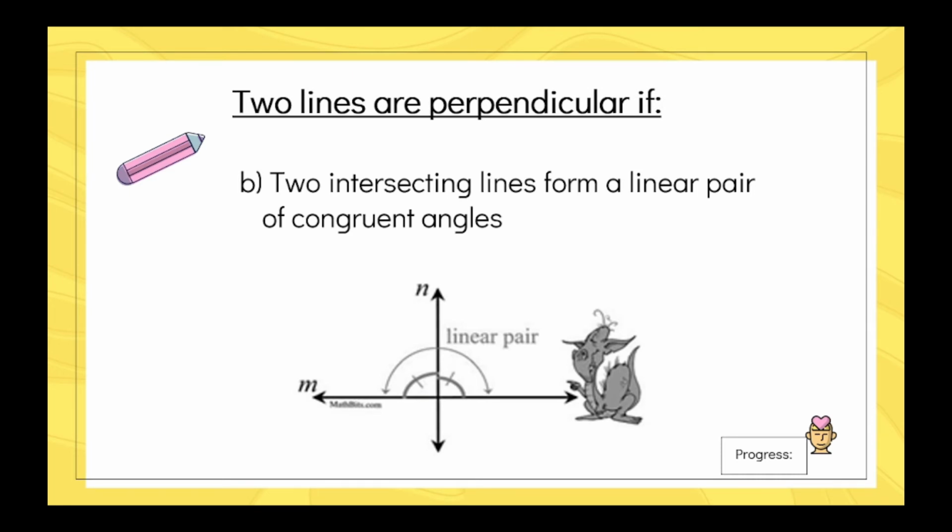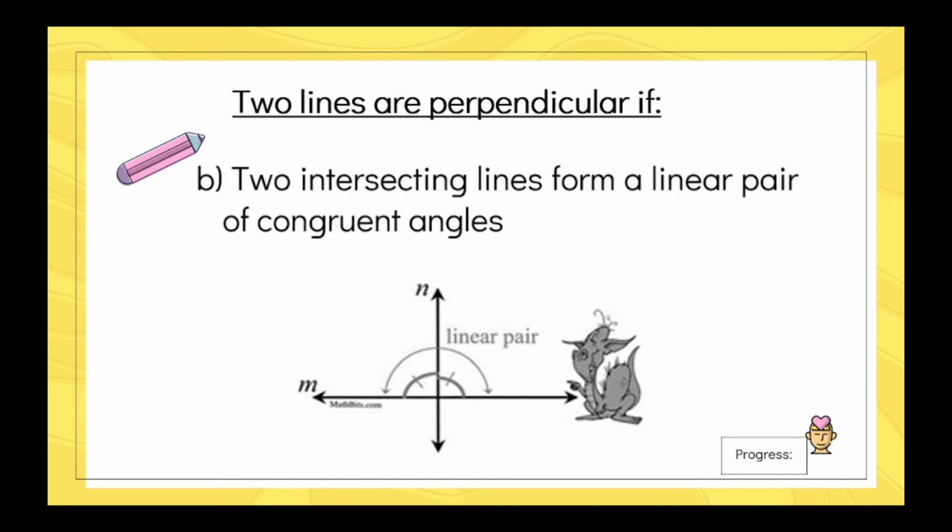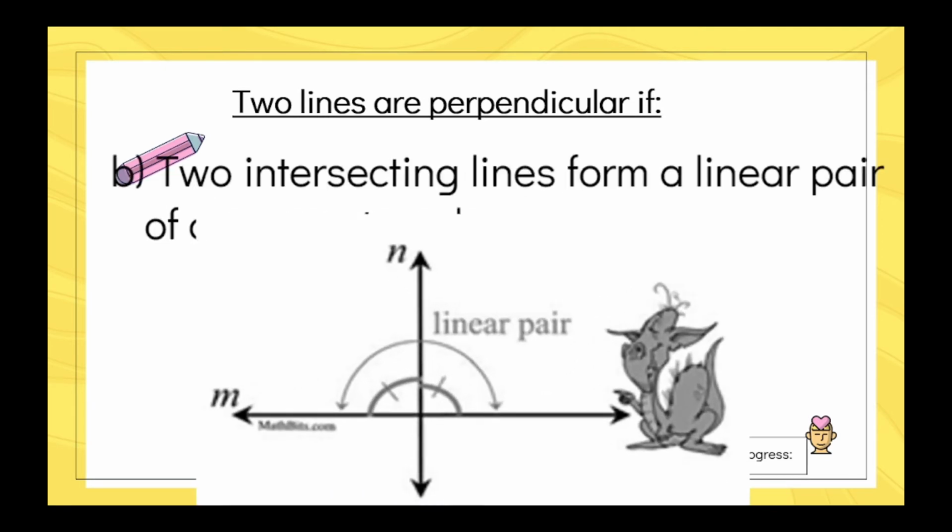Next, two lines are perpendicular if two intersecting lines form a linear pair of congruent angles. Kapag yung dalawang lines nag-intersect, magpo-form siya ng linear pair. Ngayon, kung yung isang angle ng linear pair ay congruent sa another angle ng linear pair, ibig sabihin, that is perpendicular. Why? Kasi if two angles form a linear pair, then they are supplementary. Ibig sabihin, ang measure ng dalawa ay 180 degrees. So, kung 180 degrees yan, at dahil congruent yung bawat isa, 180 divided by 2, that is 90. Kaya, automatic, 90, and then 90 yung another linear pair.